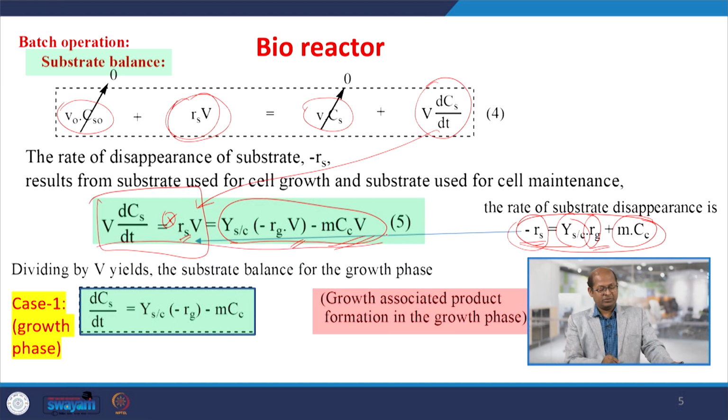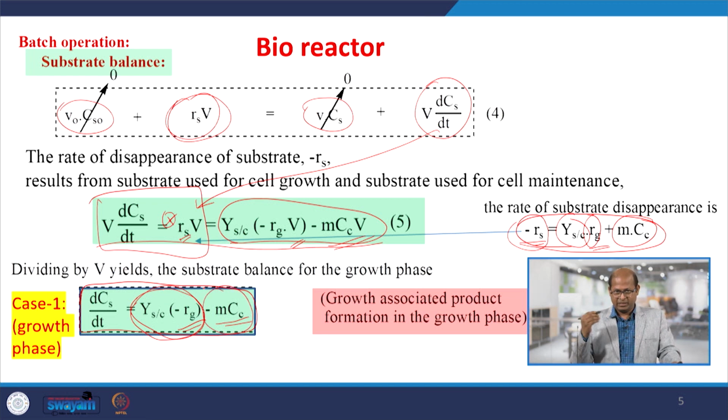Or else we can divide both sides of equation 5 by V, and after simplifying, the equation becomes dCs by dt equals minus YSC into Rg minus mCc. That is the rate of new cell formation, meaning substrate consumption or disappearance with respect to the cell concentration formation, and there is also substrate consumption for cell maintenance.